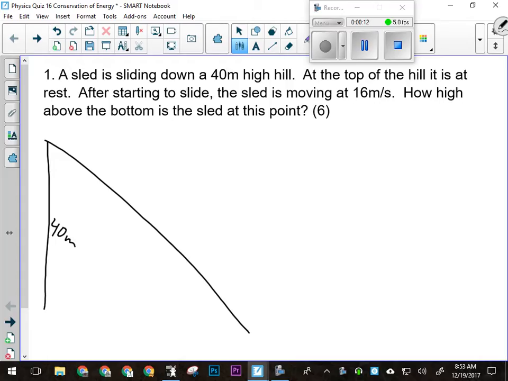It probably wouldn't be that steep. Like, that would be crazy. Until you died. Yeah, because that's really steep.